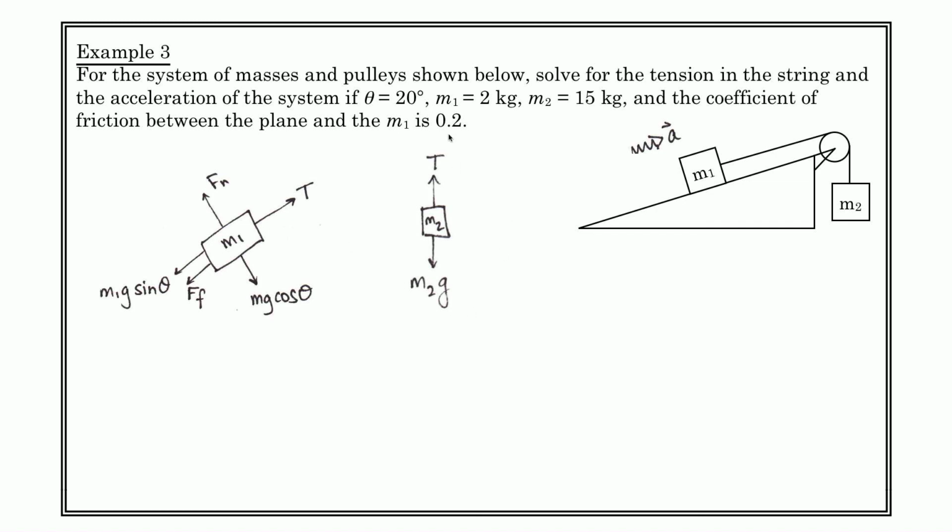Here is my free body diagram for mass 2. In this case, I've got mass 2 times gravity. So this is the force of gravity pulling down, and I've got the tension in the string pulling up.